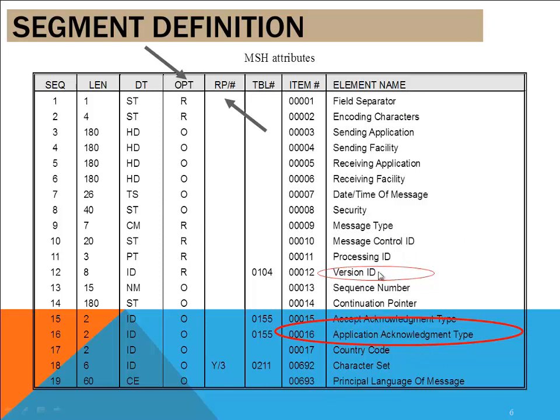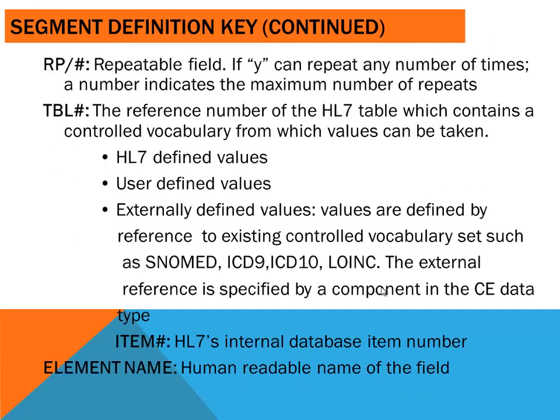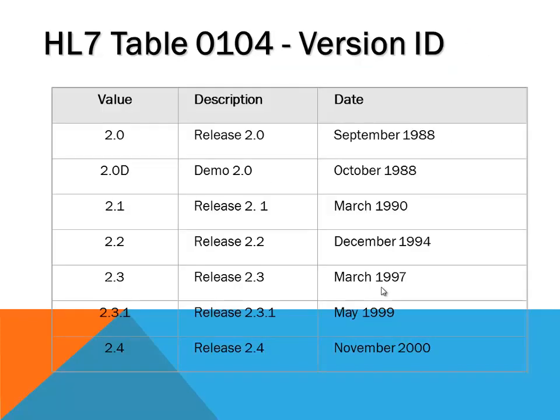Also, there are many other things. There is a version ID. Also, there is the application acknowledgement type. This kind of thing has been explained in the HL7 specification clearly. This just shows what I just explained here. Also, this is the same. So let's see a table example.